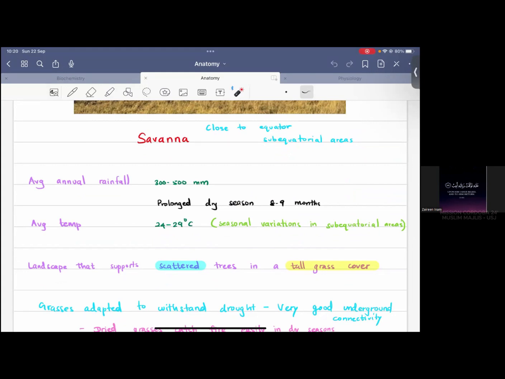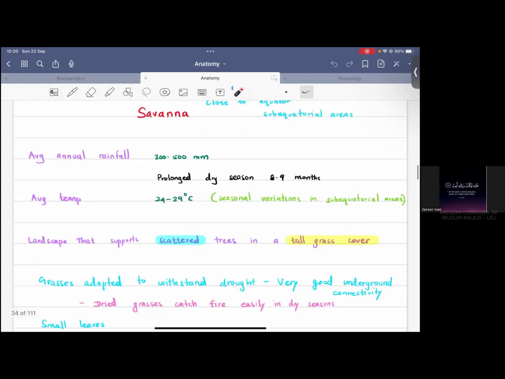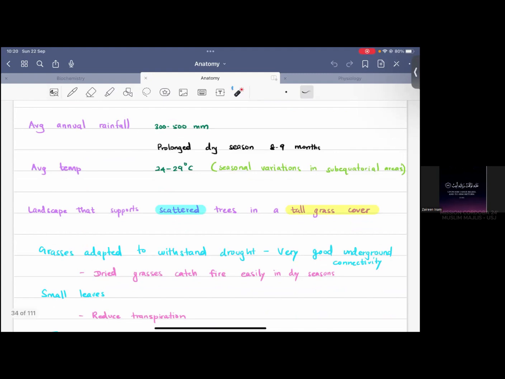So I'm not going to tell everything that is in your resource book, because you can obviously see that. These are the main things that you should know. The average annual rainfall is 300 to 500 millimeter, and there is a prolonged dry season, because you can obviously guess, right? 300 to 500 millimeter per year is very less. So if it is very less, then there should be some dry season. You can see 8 to 9 months they have dry seasons, so the annual rainfall is less. And the average temperature comes up to 24 to 29 degrees Celsius.